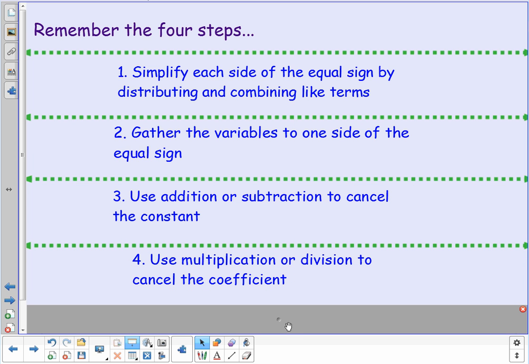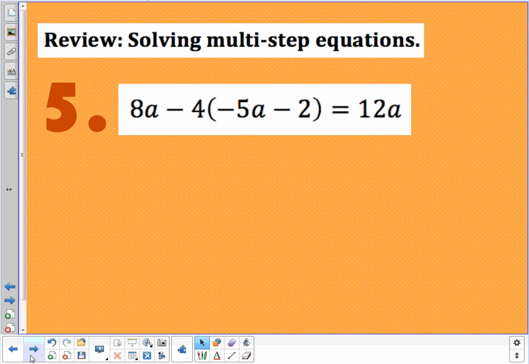And again, we talked about these a lot yesterday. You wrote them down in your notes, so you can refer back to those if you need to. So let's just refresh our memories, do a couple examples.